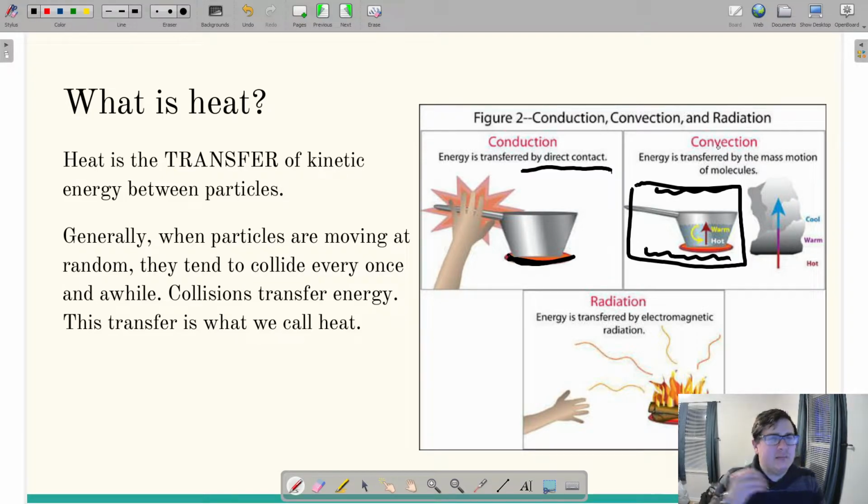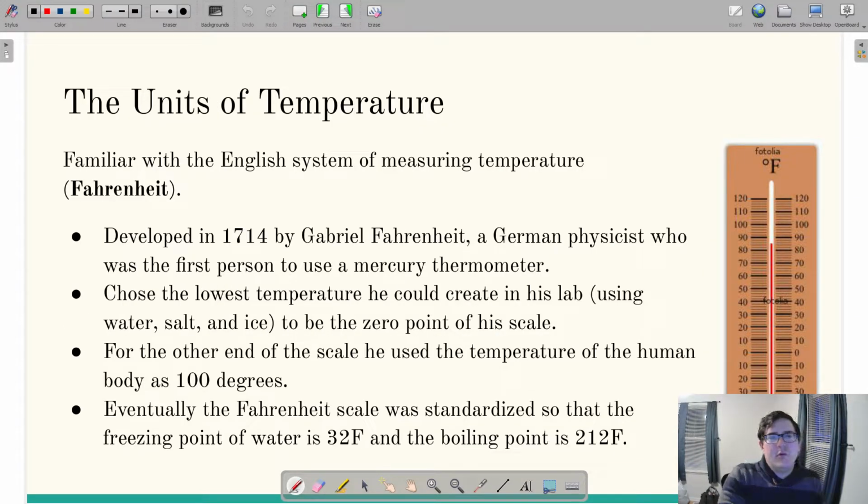We're not really going to unpack those a little bit more, but we're just going to talk about what they are, and we're going to keep on moving. Okay. What are the units of temperature? Now, in the United States, we use Fahrenheit.